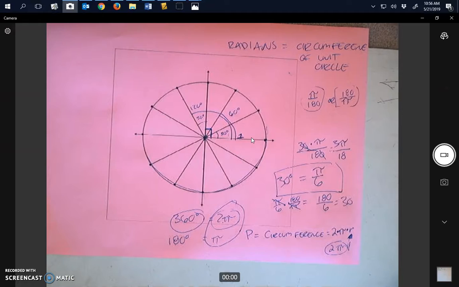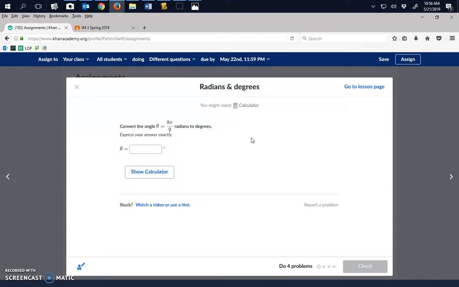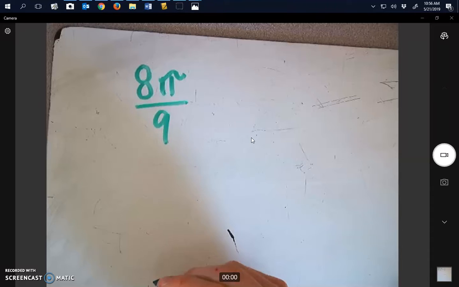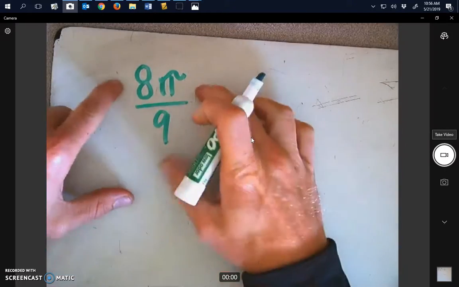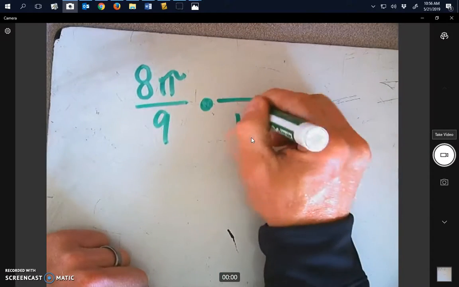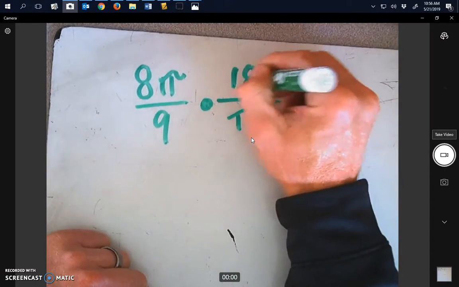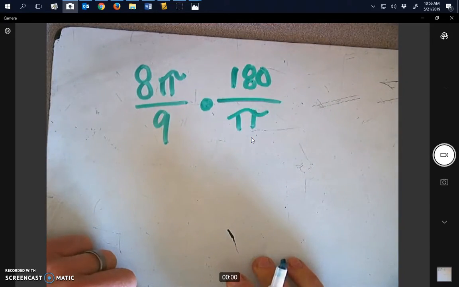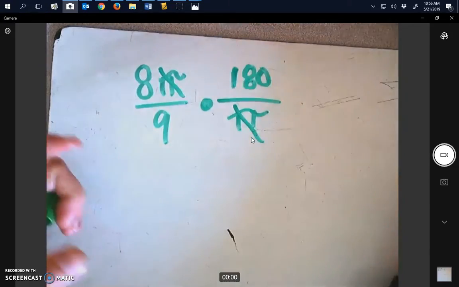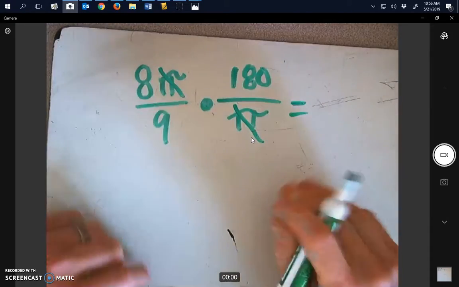Okay, so let's look at a question now. They're saying convert the angle theta, which is equal to 8 pi over 9, from radians to degrees. So 8 pi over 9. Now, when we're trying to get rid of a pi, we have to multiply by something over pi. So it'd be that one, 180 over pi. Well, the pi's cross off, which is what we want to happen, because we're trying to go to degrees. So we're going to have no pi's in our degrees.